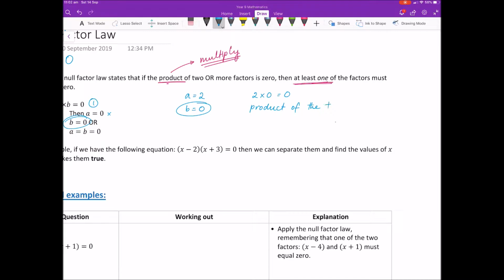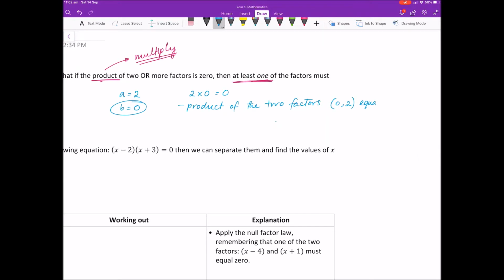So what we've just proven is that the product of the two factors, 0 and 2, equaled 0, and it proved to us that at least one of the factors was actually 0.